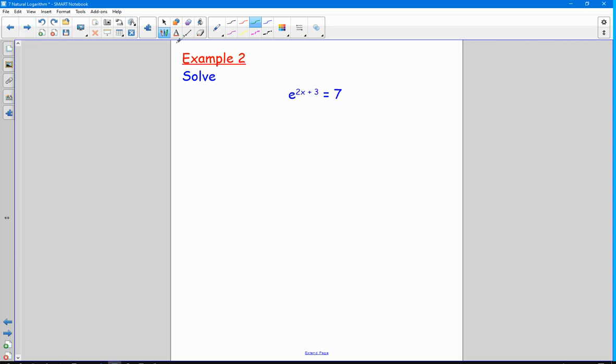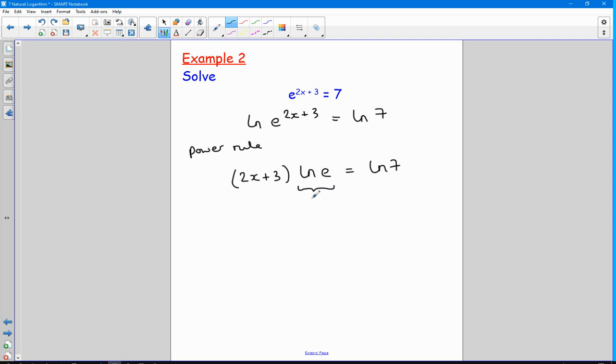Let's look at a second example. Again, slightly more complicated, but we're going to take the natural log of both sides, and we're just going to write it as natural log first of all. Then we're going to use our power rule to rewrite this side. I'm going to use brackets: 2x plus 3 times natural log of e is natural log of 7. And we remember, what power do I need to raise e to give e? This is just equal to 1. So that simplifies things. You can always check that on your calculator.